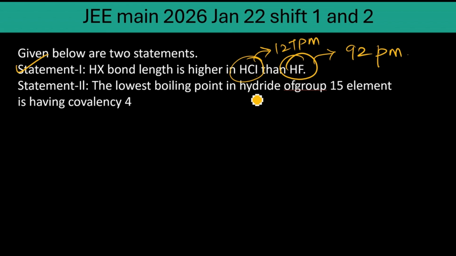Then the second statement: the lowest boiling point in hydrides of group 15. In group 15 we have nitrogen, phosphorus, arsenic, antimony, bismuth. Ammonia has the highest boiling point because of the hydrogen bonding it can produce. So other hydrides like phosphine will have the lowest boiling point among them, and phosphine has a covalency of 3, not 4. So the lowest boiling point hydride is phosphine, which has a covalency of 3, not 4, which makes this an incorrect statement.